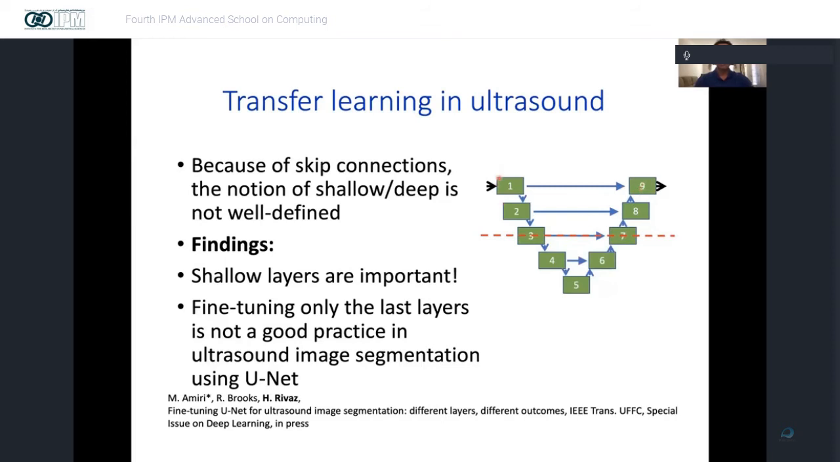If we look at this as the contracting path of the UNet and this as the expanding path, we found much better results when we fine-tune the contracting path. Or we can also look at this as an encoder and this as a decoder, and this is our bottleneck. Again, we found that fine-tuning the encoder is usually better than the decoder.